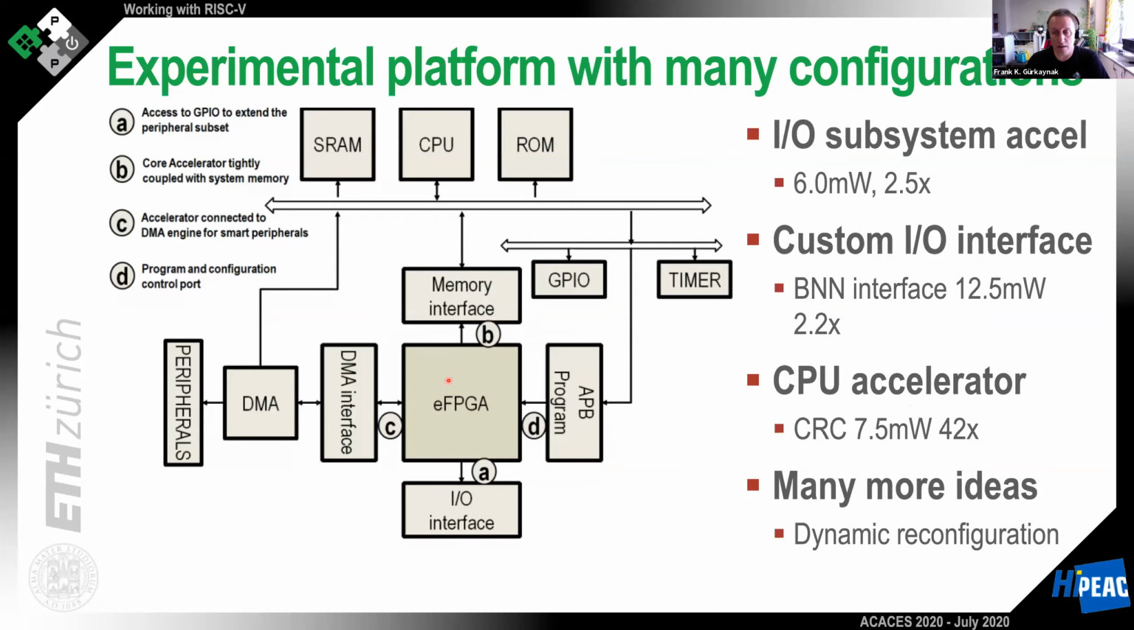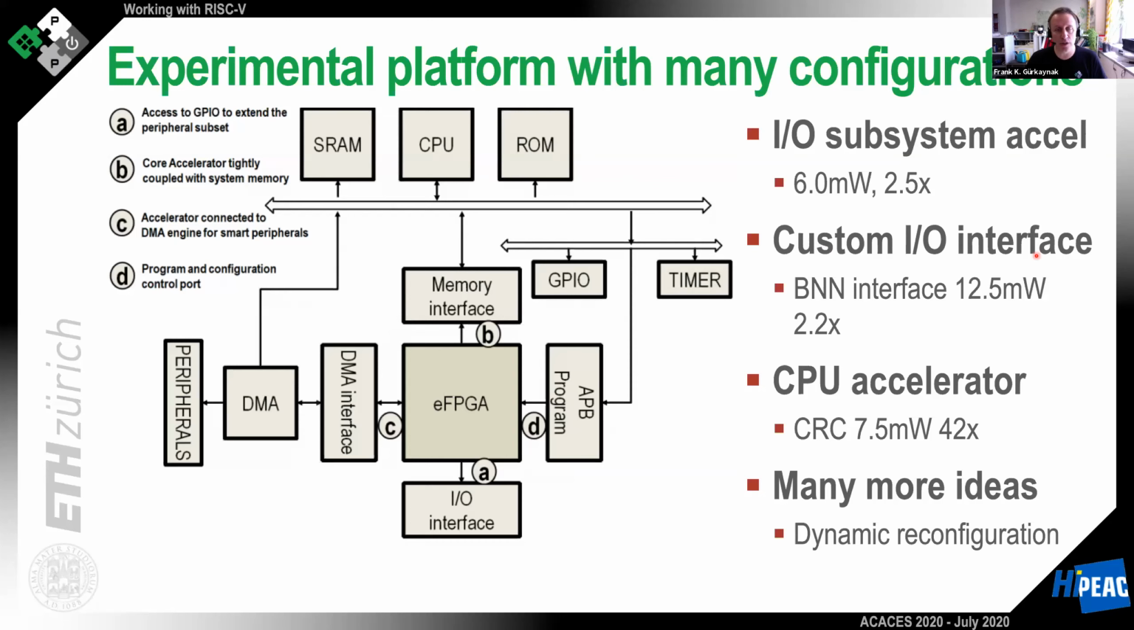Here you will find there is also the paper on the slides. Here are some numbers just as it is used. We had the IO subsystem acceleration. So in this case, the idea is that there is data coming over from the peripherals, and the eFPGA is doing some processing on it that works at 6 milliwatt. Compared to doing it only in the processor, that's an acceleration of 2.5.